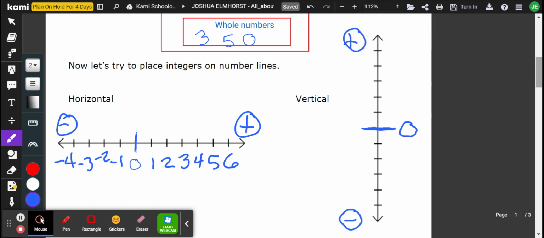Okay, and then we're going to count up from zero, one, two, three, four, five, and then we're going to count down from zero, negative one, negative two, negative three, negative four, negative five. We're actually counting up in the negatives, but we're counting down as far as value going away from zero.